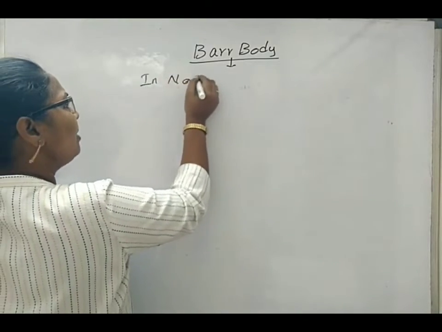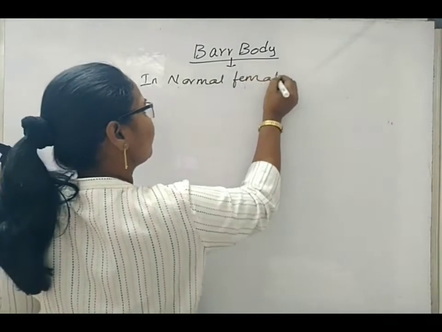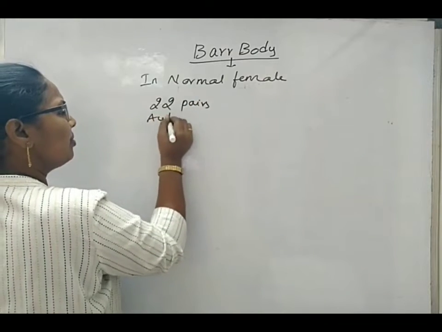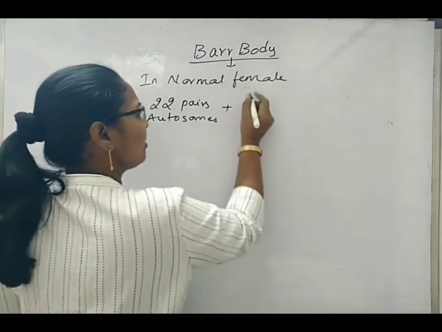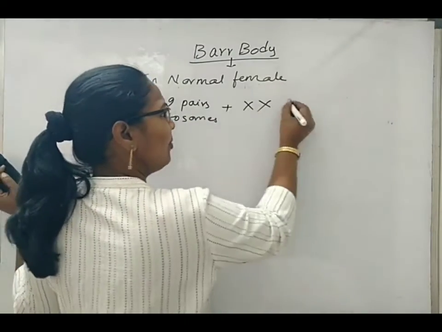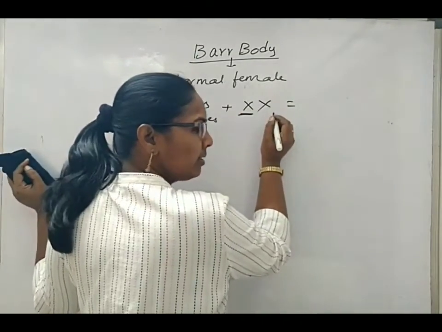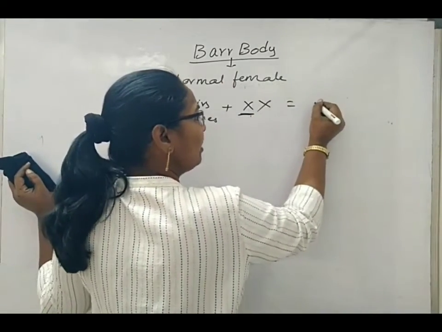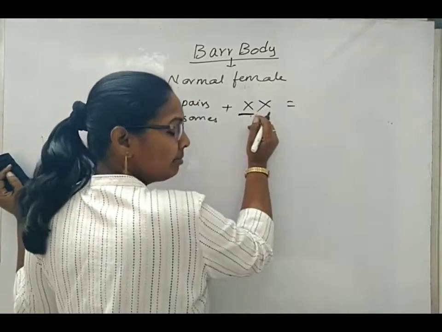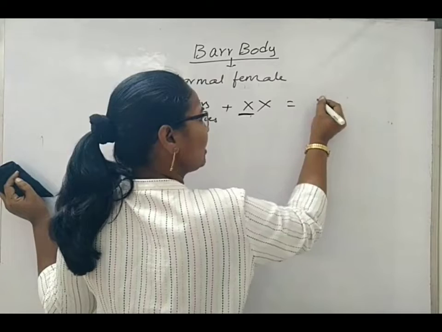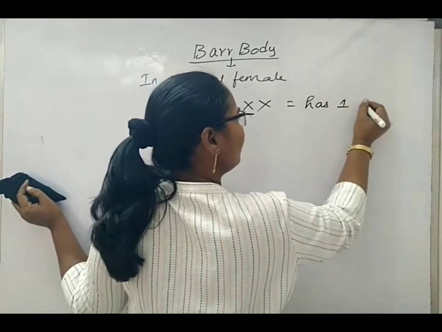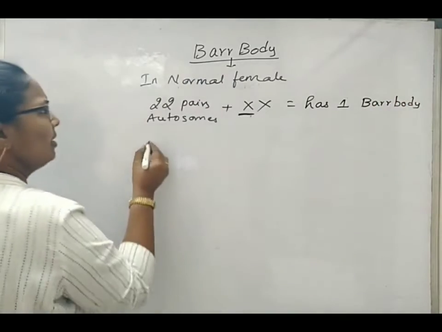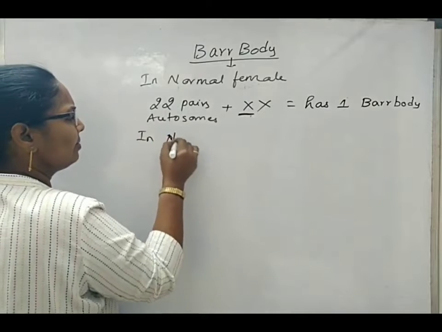In case of a normal female, the number of autosomes is 22 pairs, plus one set of sex chromosomes. One X chromosome has the heterochromatin inside it, and it is nothing but the BARR body. So we can say a normal female has one BARR body.